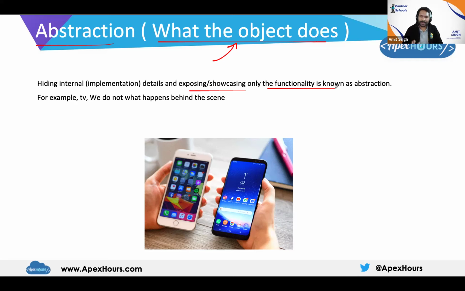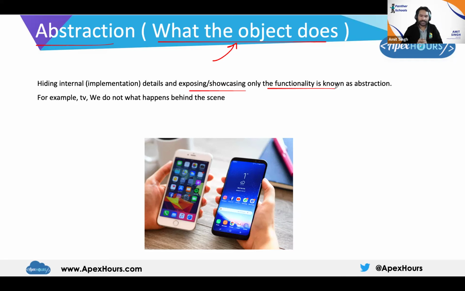You really don't know what is happening behind the scene, but what you know is what an object will do. What if I do this? This will happen. What if I do this? This will happen. You know that. And what you don't know is how this happens, right? That is what the abstraction is.